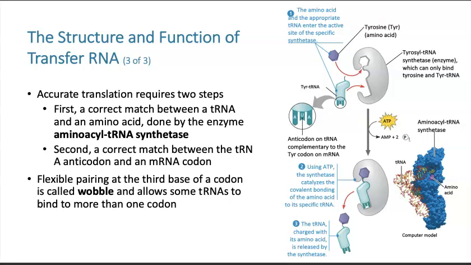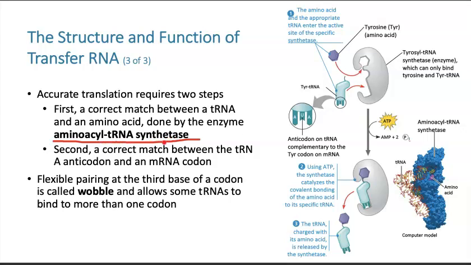So in order for translation to happen accurately, the first thing that has to happen is that a transfer RNA has got to be matched with the proper amino acid. And this is going to be done by an enzyme, or actually a series of enzymes, called aminoacyl tRNA synthetase. So aminoacyl, it's going to add an amino acid to the tRNA, and that's what it does. It's going to synthesize this thing.